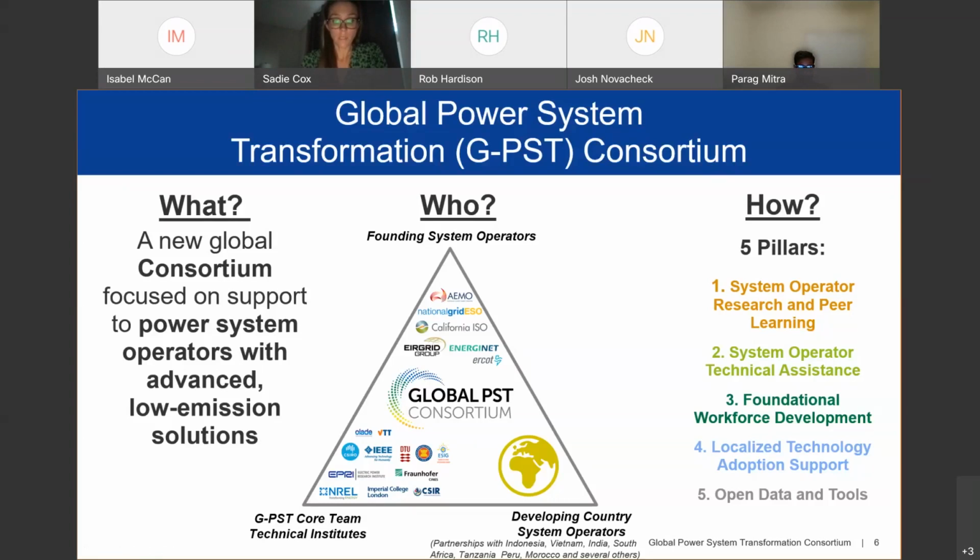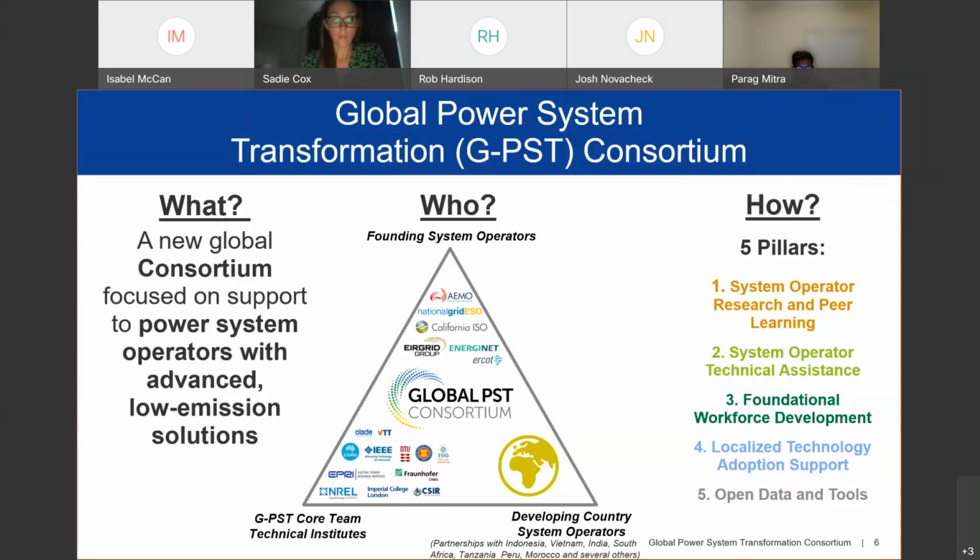So together with our G-PST partners, we're supporting system operators through our 5 action pillars. Pillar 1 is led by the Energy Systems Integration Group, and that's where we're bringing together our founding system operators to develop a research agenda on the most forward-looking research areas to support high VRE penetration. Pillar 2 is where the core team and FSOs are working with our emerging economy and developing country system operator partners to provide deep technical support through targeted technical assistance and fellowships, really focusing on advanced operational and engineering solutions, as well as broader peer learning at the regional and global level. So for example, through this community of practice.